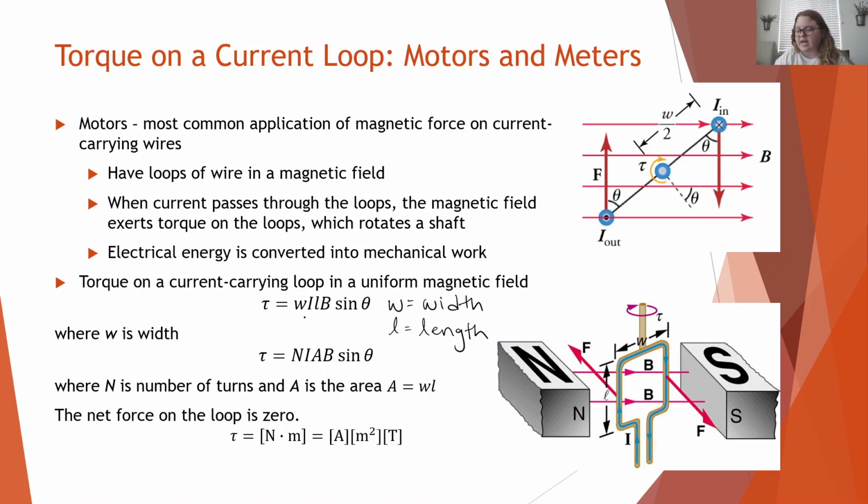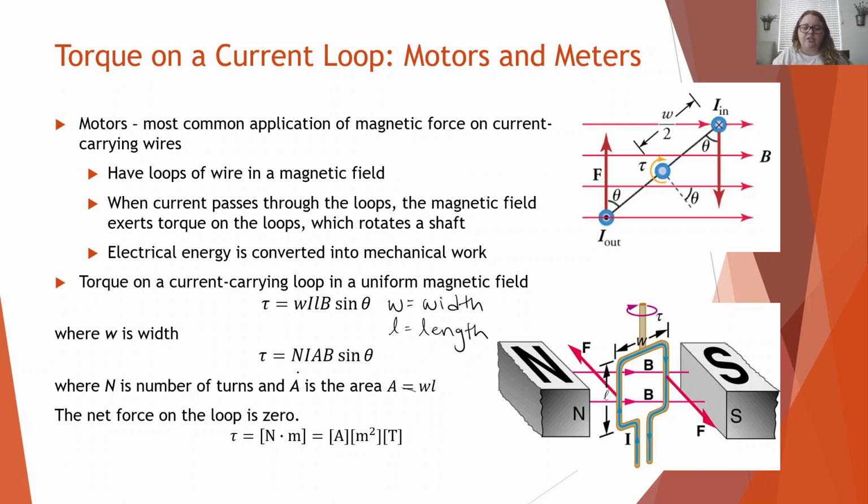And so with that information, we can also have a situation where we have something like a solenoid instead of just one loop. So we can have multiple loops like this, okay? And so with that, we have another equation, tau is equal to N, the number of turns, times IAB sine theta, where A is the area, W times L.